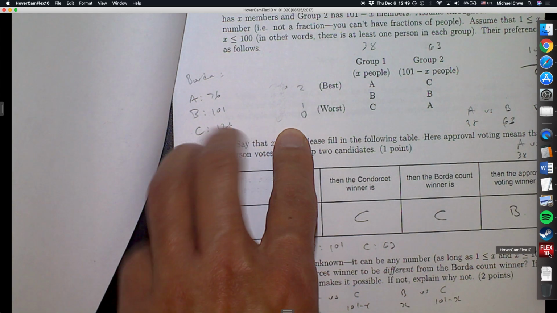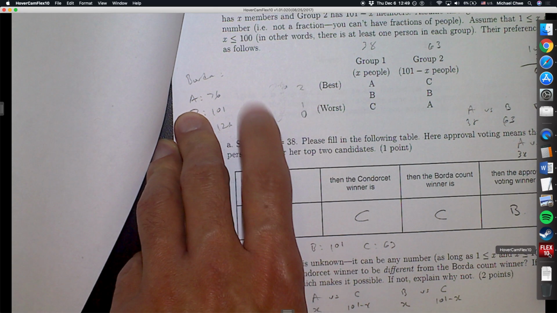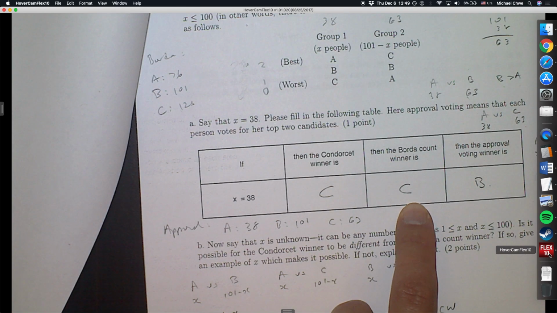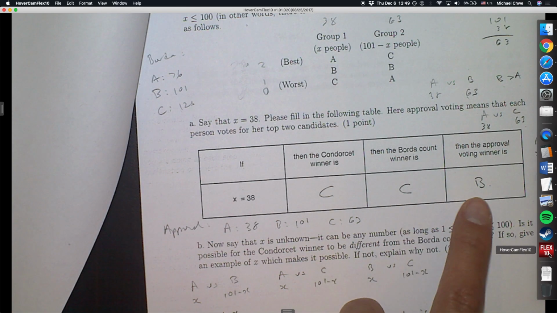All right, but with the definition, we'll stick with 2, 1, 0. That's probably the safest thing. Okay, Borda count winner C. Any questions about that? Okay, how about approval voting?